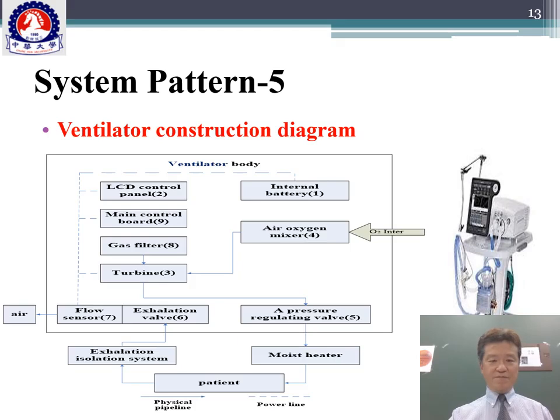System pattern 5, the construct diagram. The solid line is the physical pipeline. The dotted line is the power line.